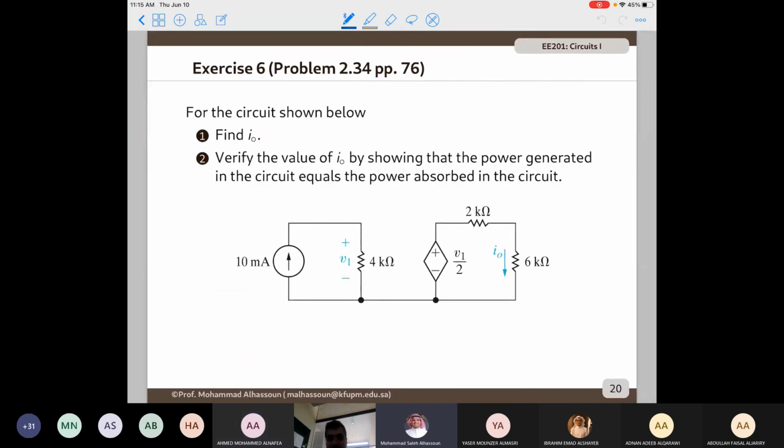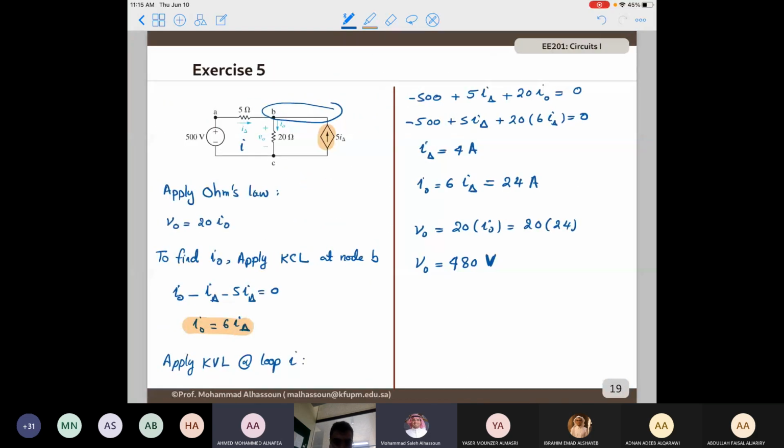Doctor? Yes. Do you mean if we have a dependent source, we should apply Ohm's law additionally? It depends what law you need to apply. The only thing that dependent sources usually add is that you need to apply more equations, but the analysis is the same. We have not used any new formula here. All we used was Ohm's law, KVL, and KCL. So nothing new.